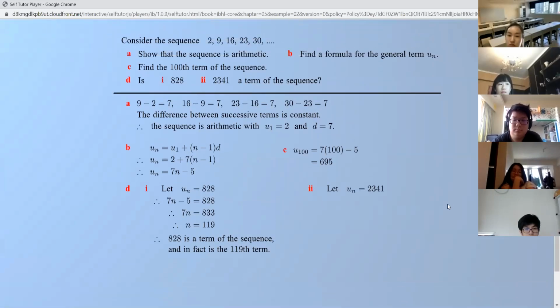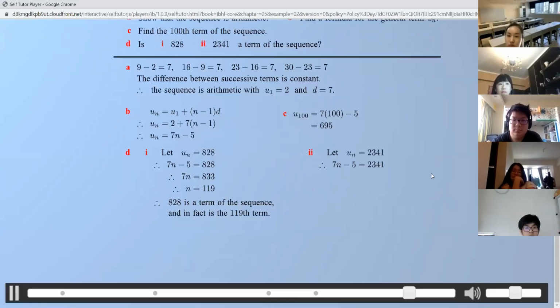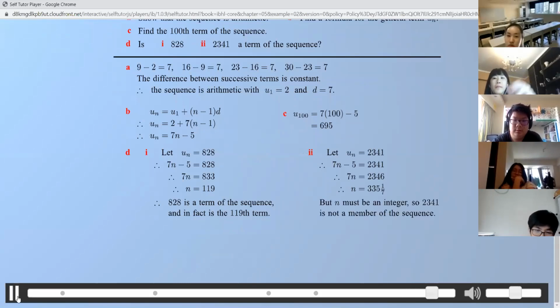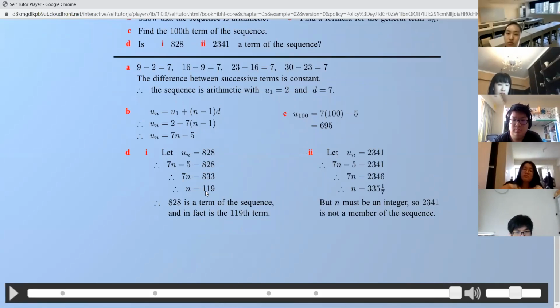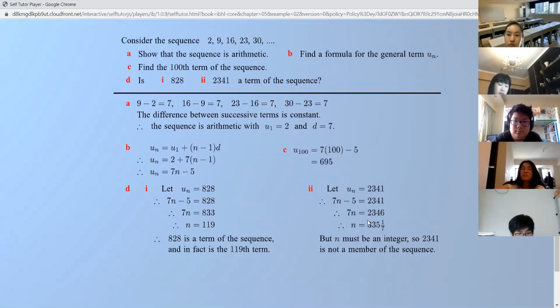In part 2, we again have a linear equation. The solution is 335 and 1/7, which is not an integer. This tells us that 2341 is not a term in the sequence. Remember, n has to be the position, right? It makes sense to say the position of this number in the sequence is 119. It doesn't make sense to say the position is a fraction. That's how you disqualify the other one. Does that make sense, guys?